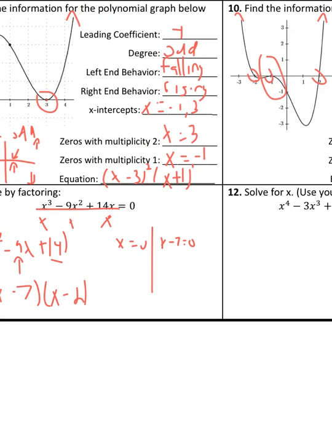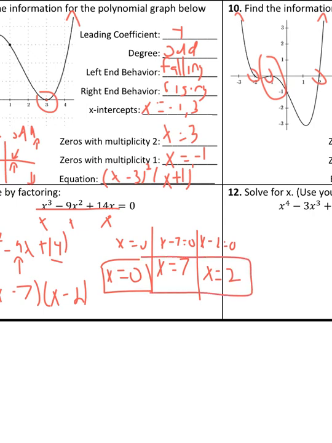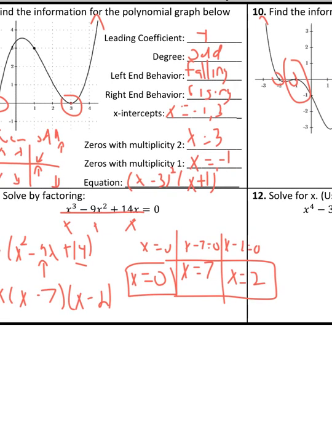Move it over so you can see the other part. Oops, sorry about that. We solve, so this one is just x equals 0. We add 7, so x equals 7, and we add 2, so x equals 2. So all of these are our answers, which again at the beginning we could have said, hey, it's x to the 3rd power, so we knew there was 3 answers.